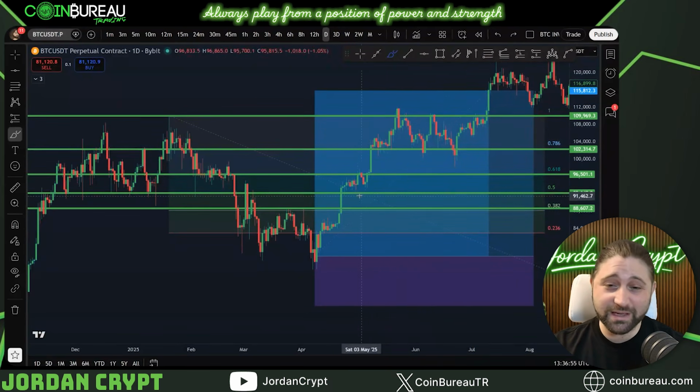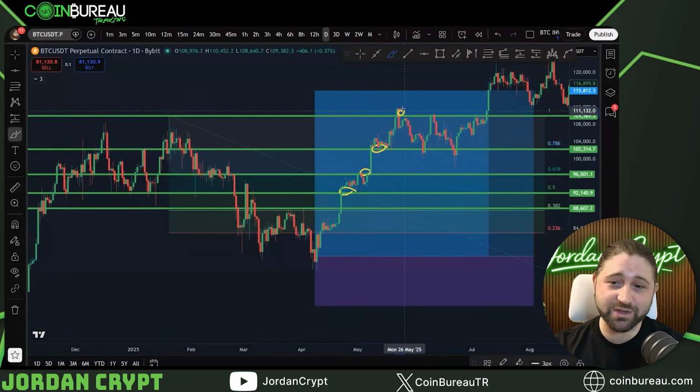Here visually we can already see how important these levels are, as they are acting as extreme support and resistance levels on the charts, showing us how many traders are using these levels.